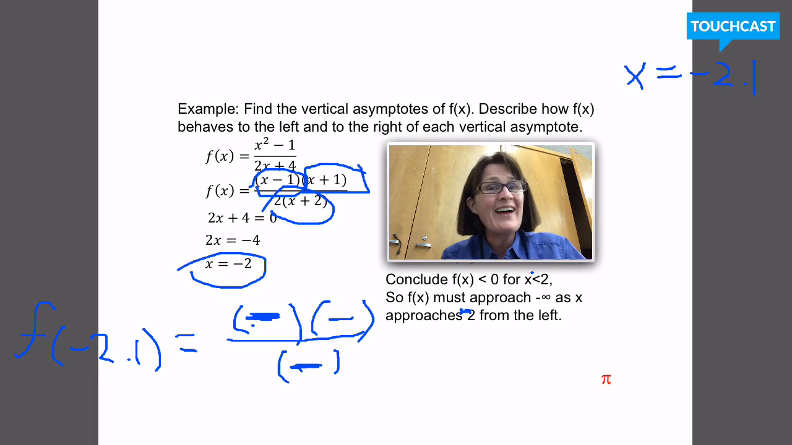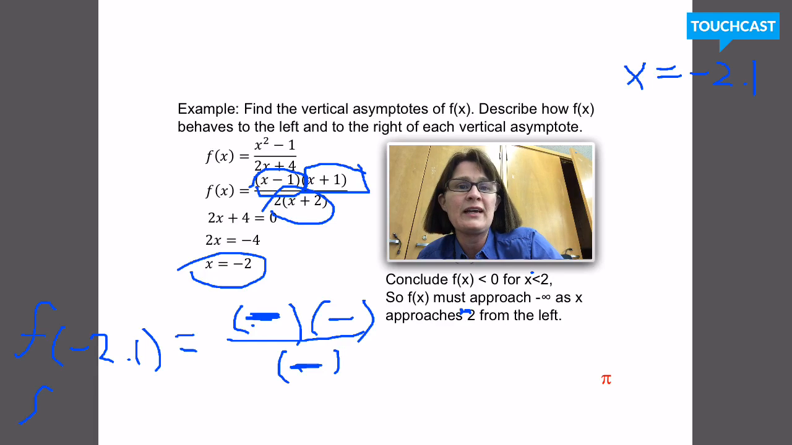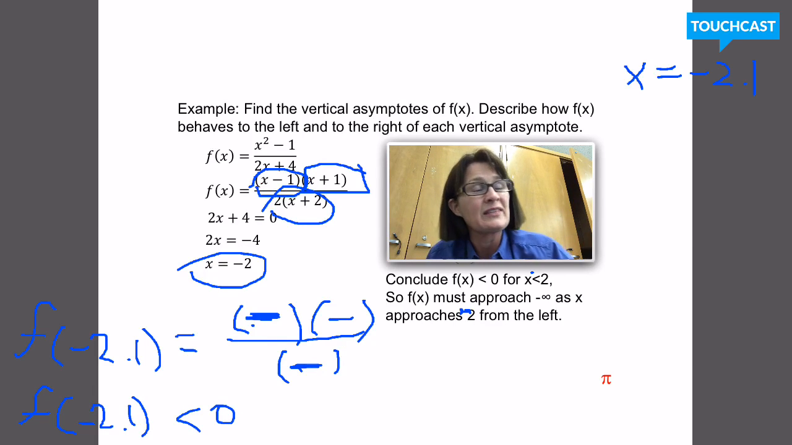So if I were to evaluate f of negative 2.1, my numerator would have a negative value times a negative value divided by another negative value. Well, negative times a negative is positive, divided by a negative gives a negative result. So I would say f of negative 2.1 is less than 0. That's another way of saying f of negative 2.1 is negative.